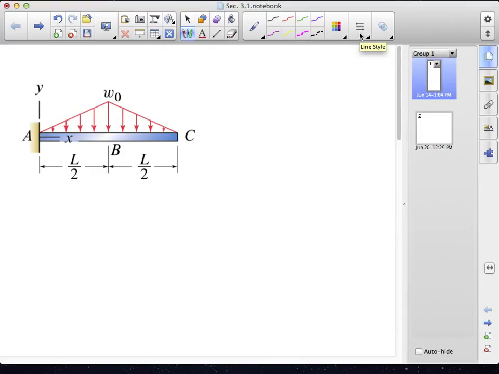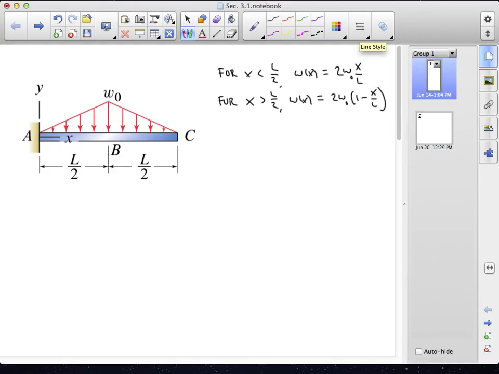In our second approach to this problem, we'll use purely the integration approach. We have two different functional forms for w of x. For x less than L over 2, we said previously that we could write w of x as 2w0 x over L, and for x greater than L over 2, we have w of x equals 2w0 times (1 minus x over L).